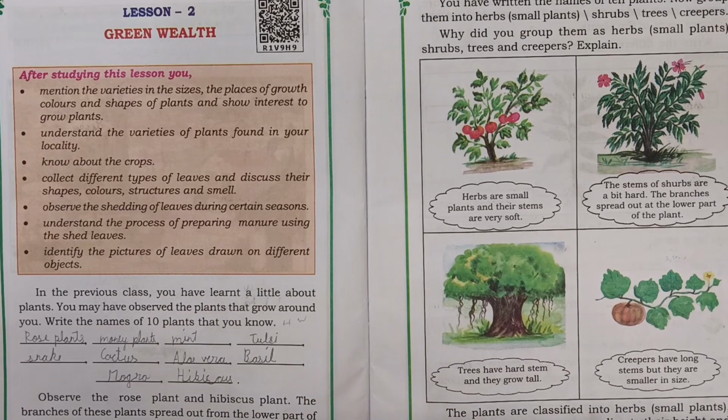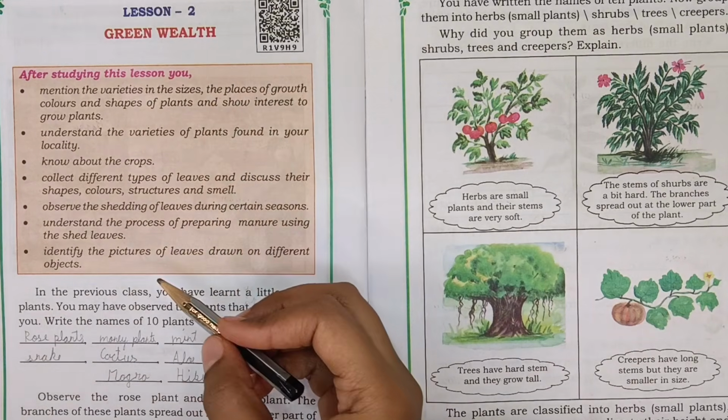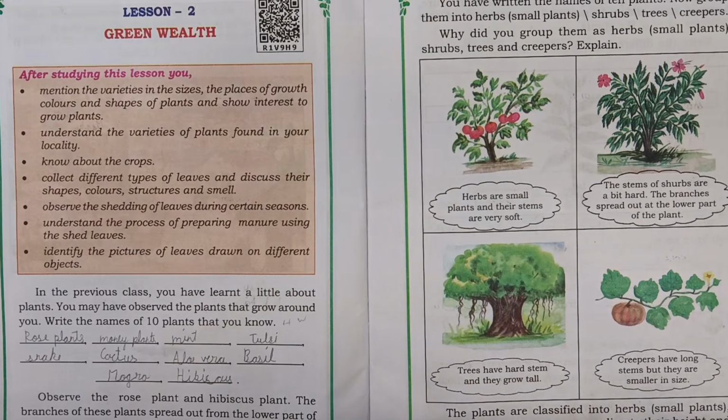Today we will learn in this video 3rd standard lesson number 2, Green Wealth. In this lesson, children, you will study different varieties of plants, different sizes and different shapes of plants, even the places of growth of plants and where they will grow, and how to prepare manure using the shed leaves. Everything you will learn in this video, children.